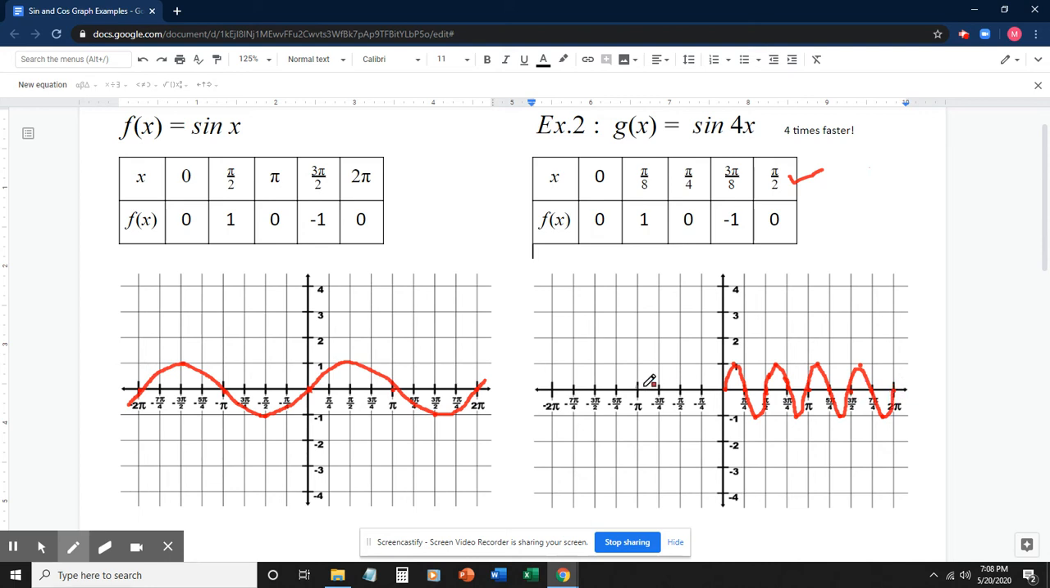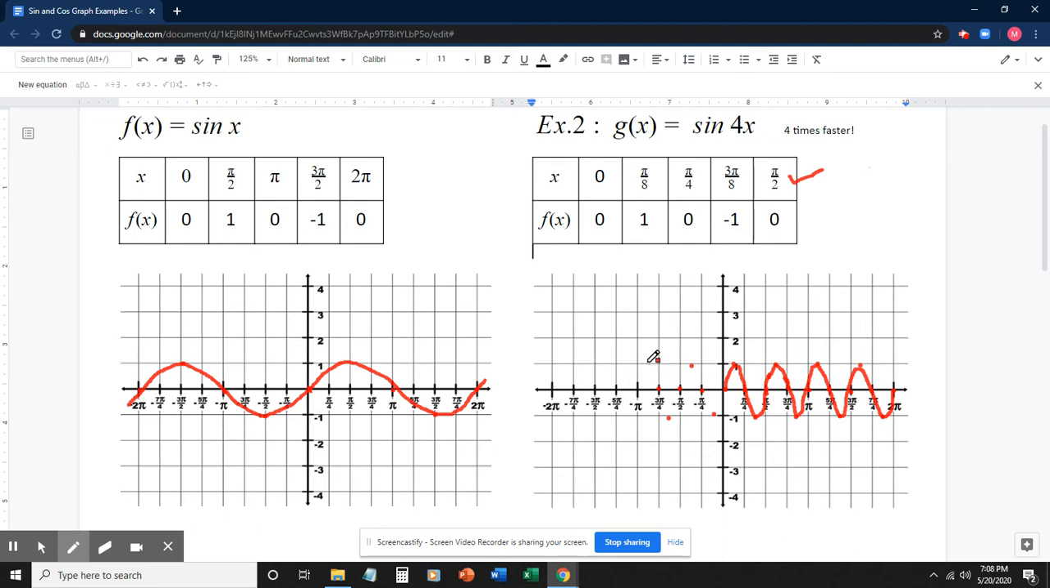But you'll also notice how many waves, or how many cycles, did I get in here where I normally would get 1? Well, I got 1, 2, 3, 4. Okay, and that's where that 4 comes in. I get 4 times as many waves in the same amount of space. Okay, and I could go the other direction as well. So back down, up, down, and so on.